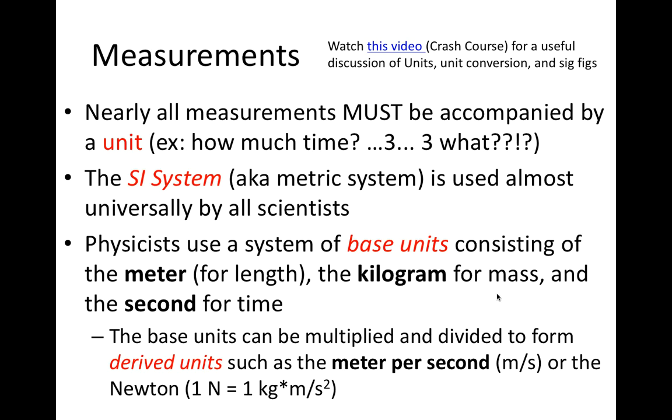An example of a derived unit is our unit for speed, the meter per second. It's also common to abbreviate complicated derived units, such as our unit for force. The unit of force is the kilogram meter per second squared. And because that's such a mouthful, we named that unit the Newton after Isaac Newton.